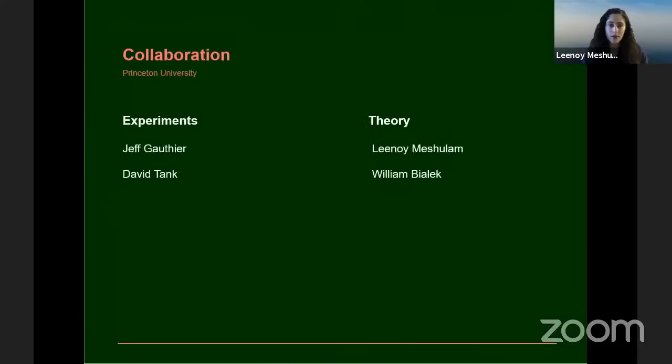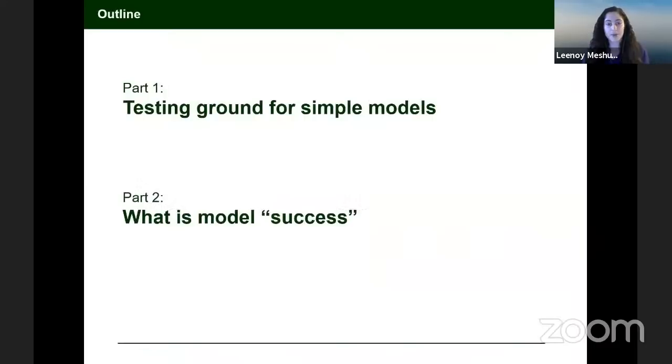So let's see. Before I keep on going, I just want to say that everything I'm about to show you today is a collaboration at Princeton University. The experiment side is by Jeff Gauthier and David Tank, and the theory is Bill Bialik and myself. So I'm going to talk to you a little bit about this testing round for simple models. First, what is our system? Then what is the model we're writing down? And then we shall discuss what it means for the model to be a success.